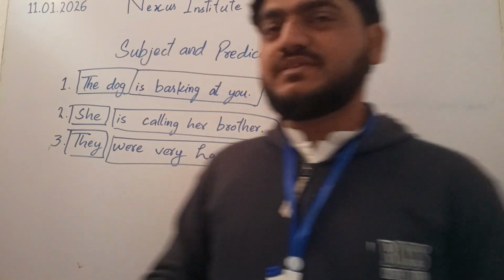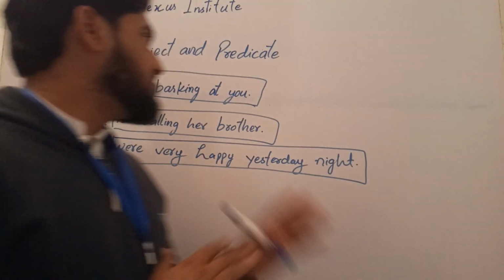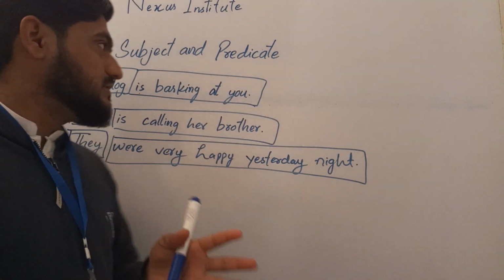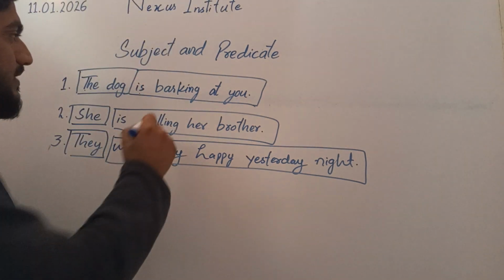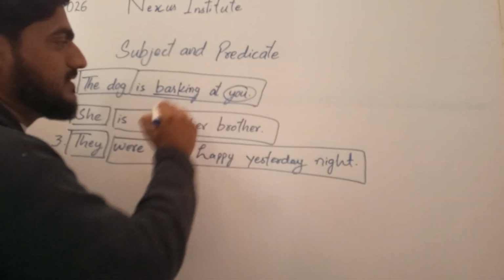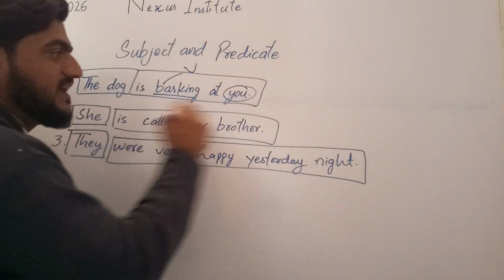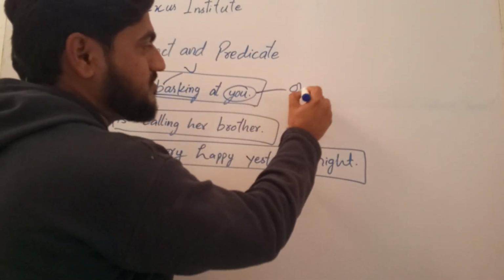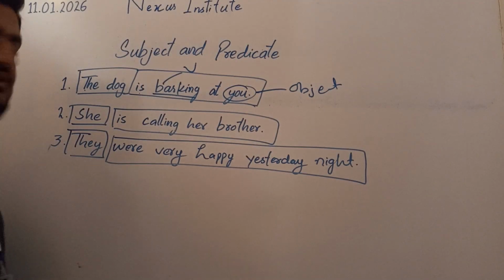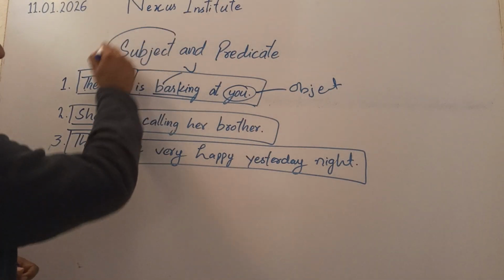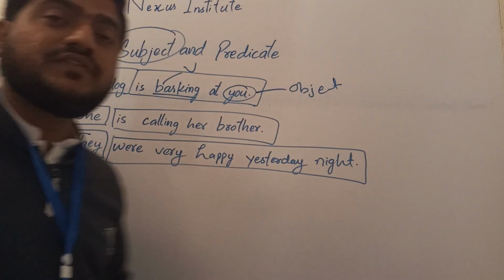And the predicate is something in a sentence which describes the other part of the sentence, which includes verb and object. Now here you can see barking and at you. Barking is a verb and at you is an object. So the subject is something which describes any noun or pronoun or the doer of an action.